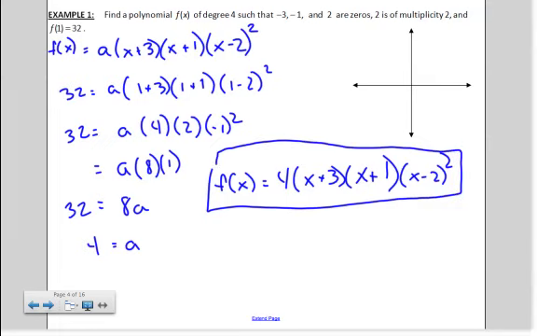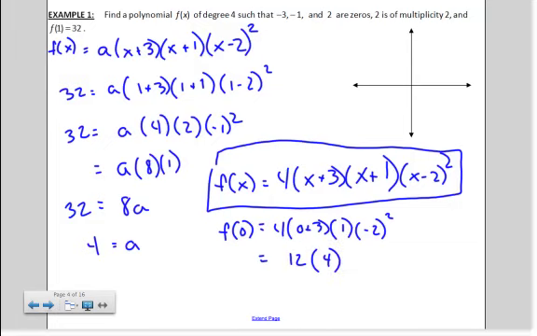Now what does this look like? If we plug in 0 for x, we get our y-intercept. So f of 0 is 4 times 0 plus 3, 0 plus 1 is 1, 0 minus 2 is negative 2 squared. And that gives us 4 times 3 is 12, and then negative 2 squared is 4, which would be 48. So (0, 48) is our y-intercept.